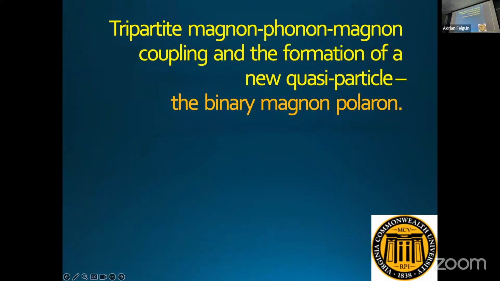All right. Then the third topic I want to talk about is tripartite magnon-phonon-magnon coupling. Previously, all I had talked about was magnon-phonon coupling, which is a 2-body coupling. Now I'm going to talk about 3-body: there is a magnon, a phonon, and a second magnon coupling, and the formation of a new quasi-particle that we call the binary magnon-polaron. So what is this thing?